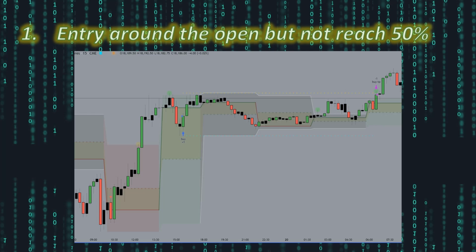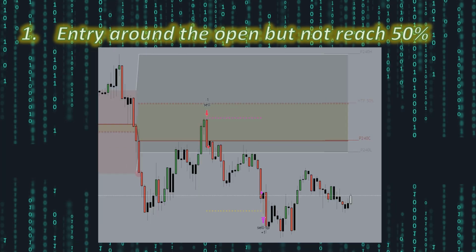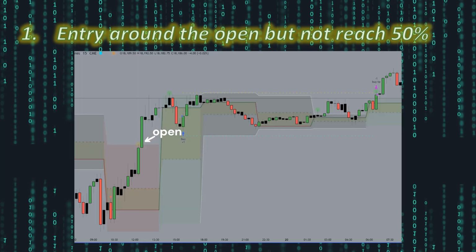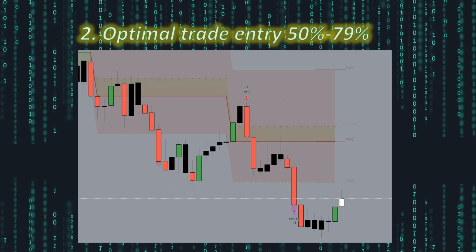The first type is the entry around the open. We wait for price to give us a discount just below the open or previous candle close for an expected bullish candle, or to give a premium price above the open for the bearish candle. This type of entry is when price reacts in the yellow range plotted in the indicator. When price reaches the 50% is considered the second type of entry.